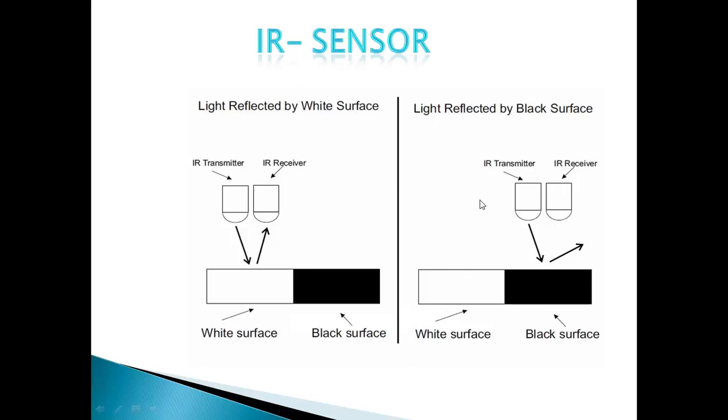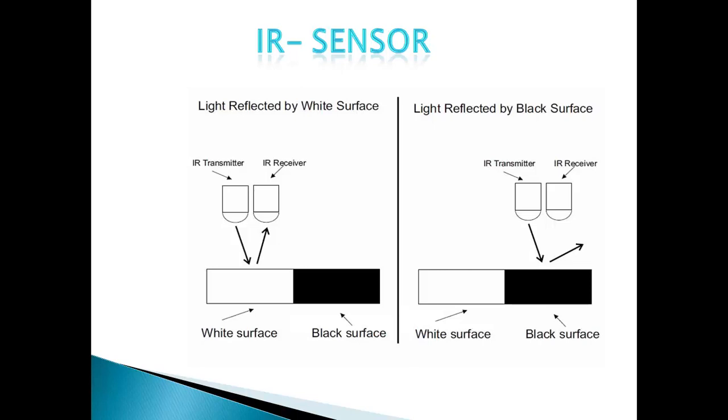As you know, our color code is between 0 and 255. That means 0 to 255, from white to black surface, all the color codes lie in between. That is the only reason our buggy is going to run on a track which is made of white and black surface, right?